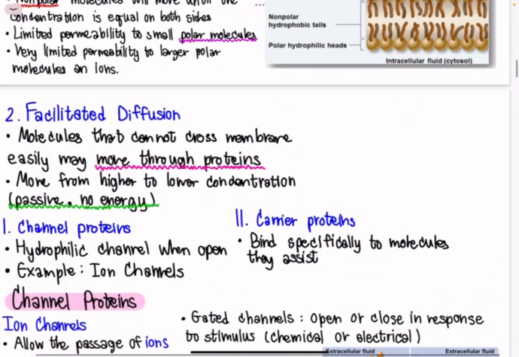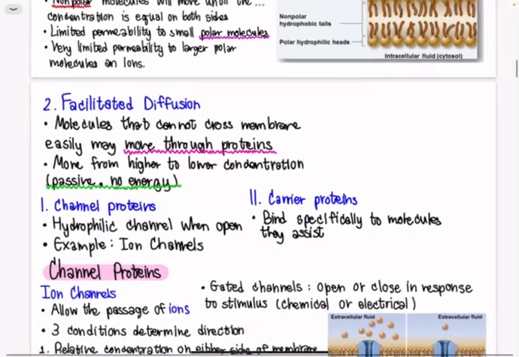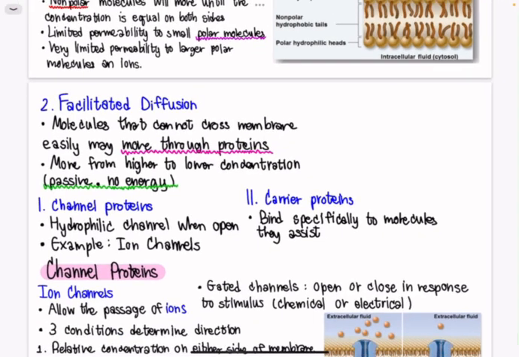Second, facilitated diffusion. Molecules that cannot cross the membrane easily may move through proteins. It moves from higher to lower concentration. Passive, no energy. There are channel proteins and carrier proteins. A hydrophilic channel will, when open, allow passage, for example, an ion channel. Carrier proteins bind specifically to the molecules they transport.